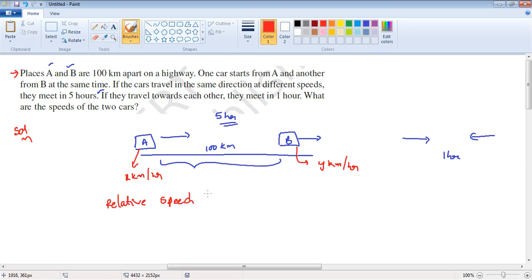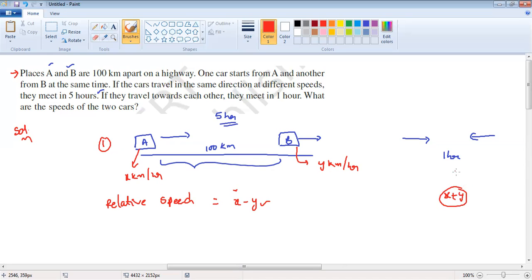Relative speed: when they are moving in the same direction, we take the difference between the speeds of the cars. So the relative speed will be x minus y. Are you clear? Yes. In this case, we are going to take x minus y. In the other case, we are going to take x plus y.